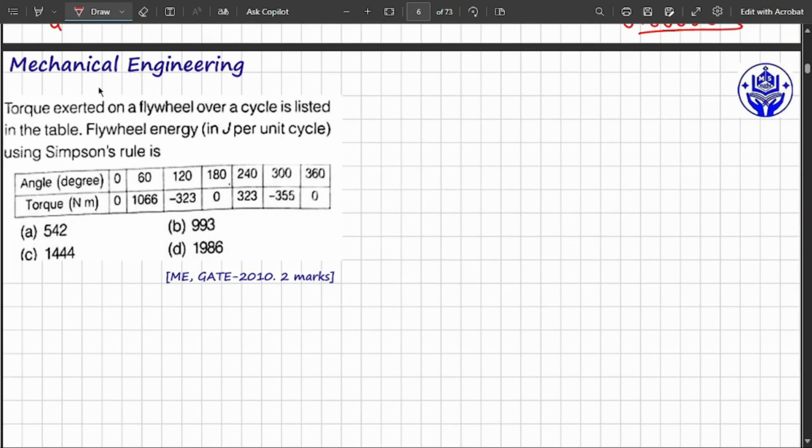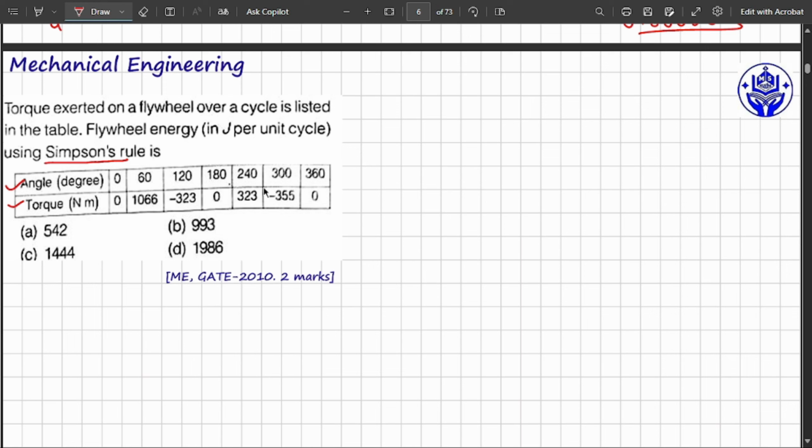Okay, let's start the next question. This is from Mechanical Engineering GATE 2010. The torque extracted on a flywheel over a cycle is listed in this table. So these are the data given in this case. Angle and torque are measured, and we have to find the flywheel energy in joules per cycle using Simpson's rule. It is nothing but the integration, so using Simpson's rule we have to calculate the integration.